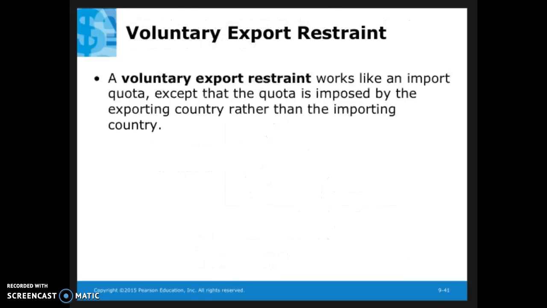A voluntary export restraint works like an import quota, except that the quota is imposed by the exporting country rather than the importing country.